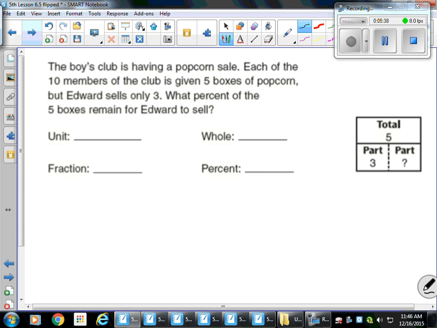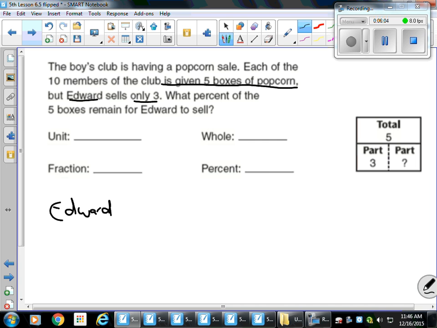The boys club is having a popcorn sale. Each of the 10 members of the club is given 5 boxes. So every person has 5 boxes of popcorn. Edward, so he's one of the people in the club, sells only 3. What percent of the 5 boxes remain for Edward to sell? I have to just write this down because it's a lot of words, a lot of numbers. I don't think all these numbers are important.